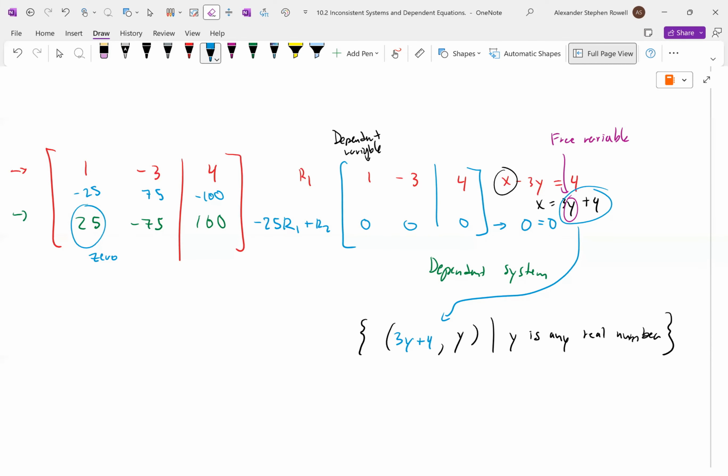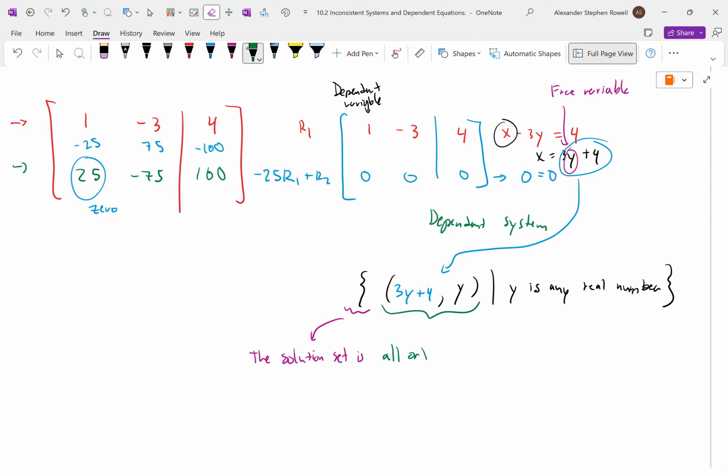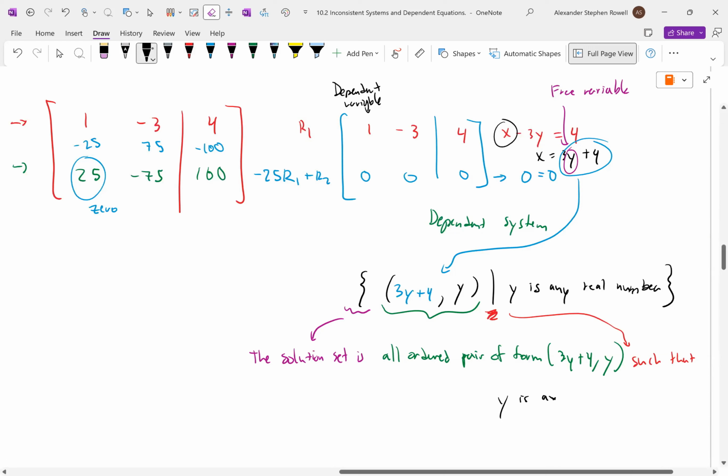Are there any questions about this notation? What this means is the solution set in curly braces. The curly braces means the solution set is all ordered pairs of the form 3y plus 4 comma y. This red vertical line means such that y is any real number. So this is shorthand for this sentence.